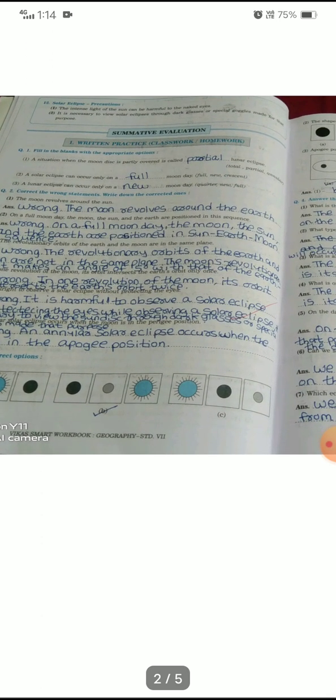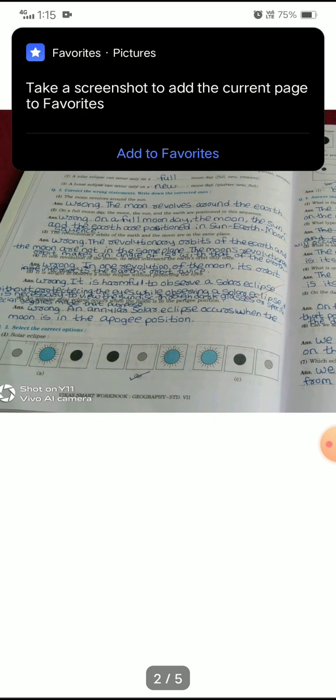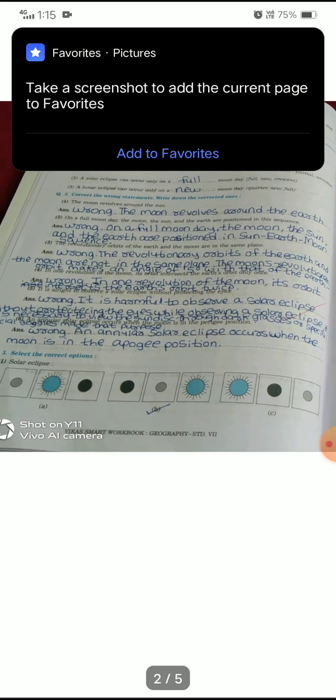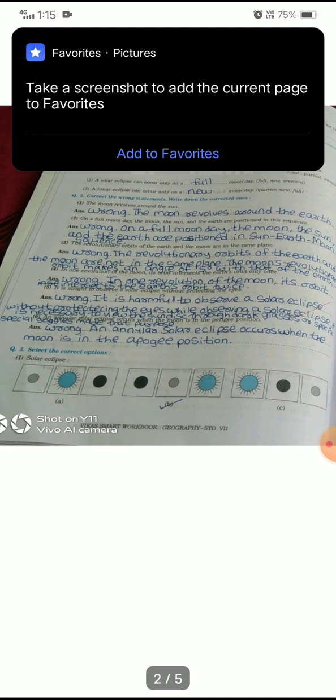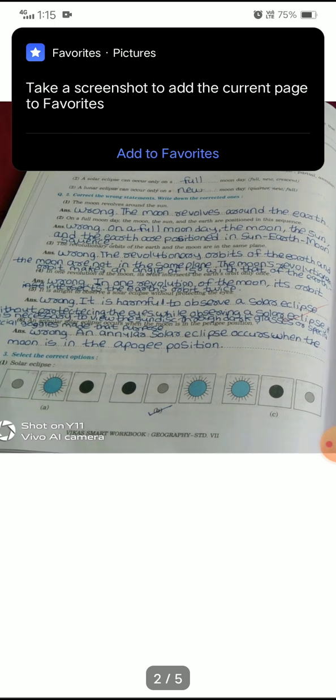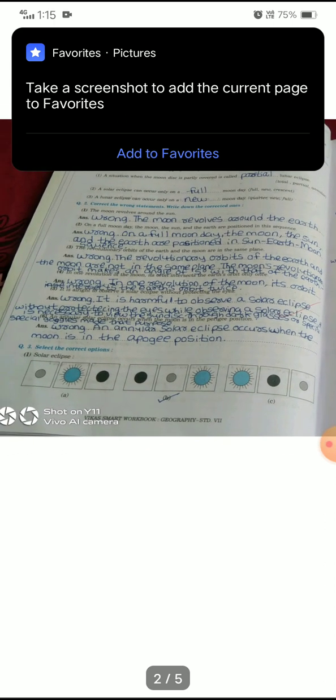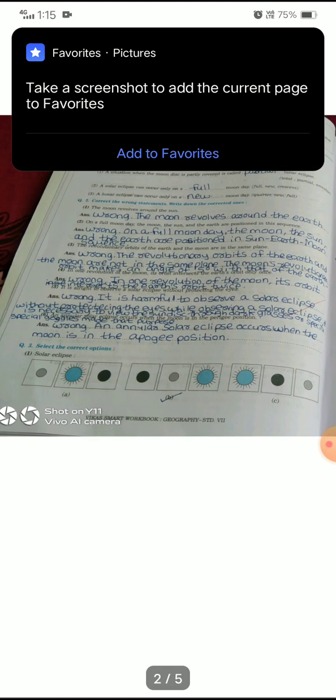Fourth, in one revolution of the Moon, its orbit intersects the Earth's orbit only once. Answer: Wrong. In one revolution of the Moon, its orbit intersects the Earth's orbit twice. Fifth, it is alright to observe a solar eclipse without protecting the eyes. Wrong. It is harmful to observe a solar eclipse without protecting the eyes. While observing a solar eclipse, special goggles made for that purpose should be used.